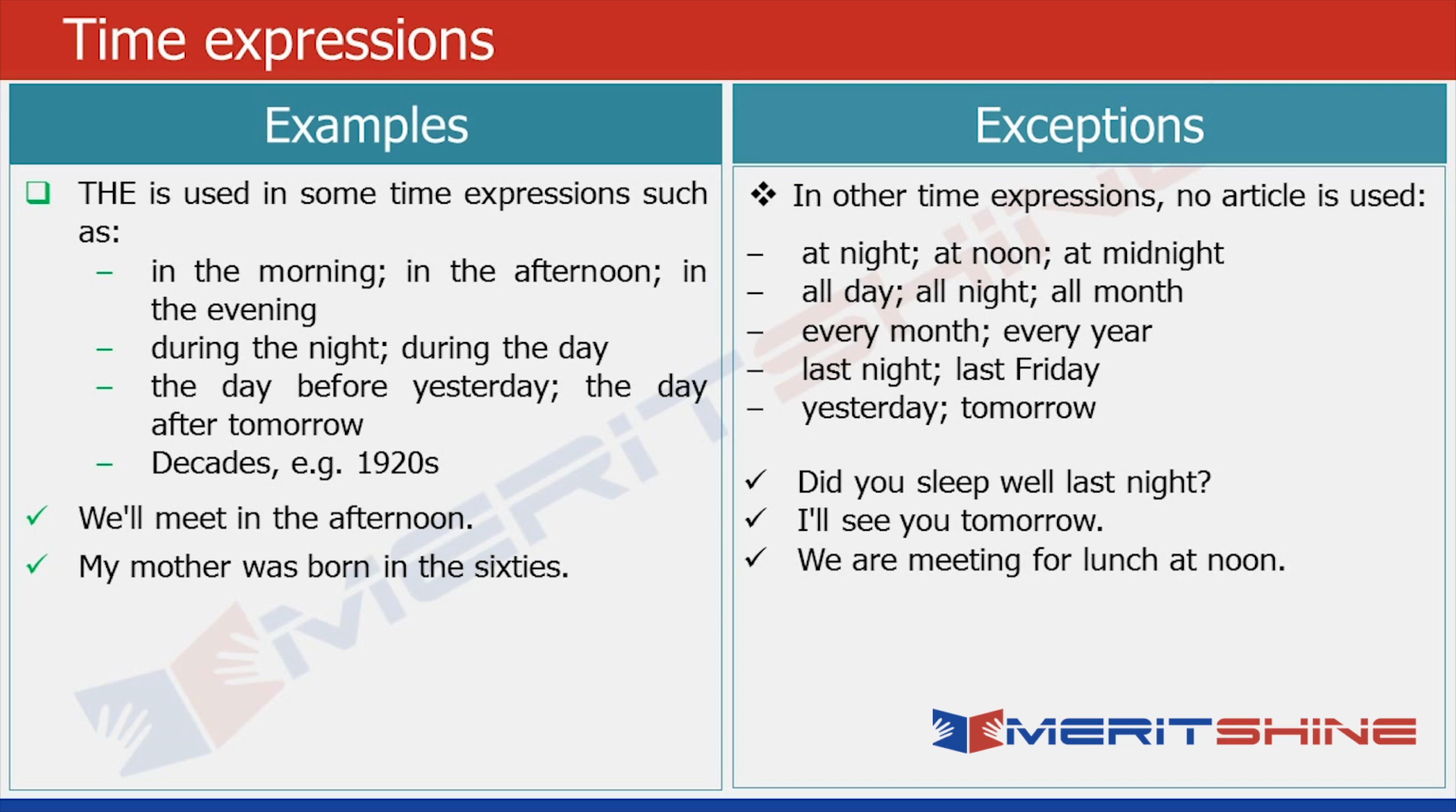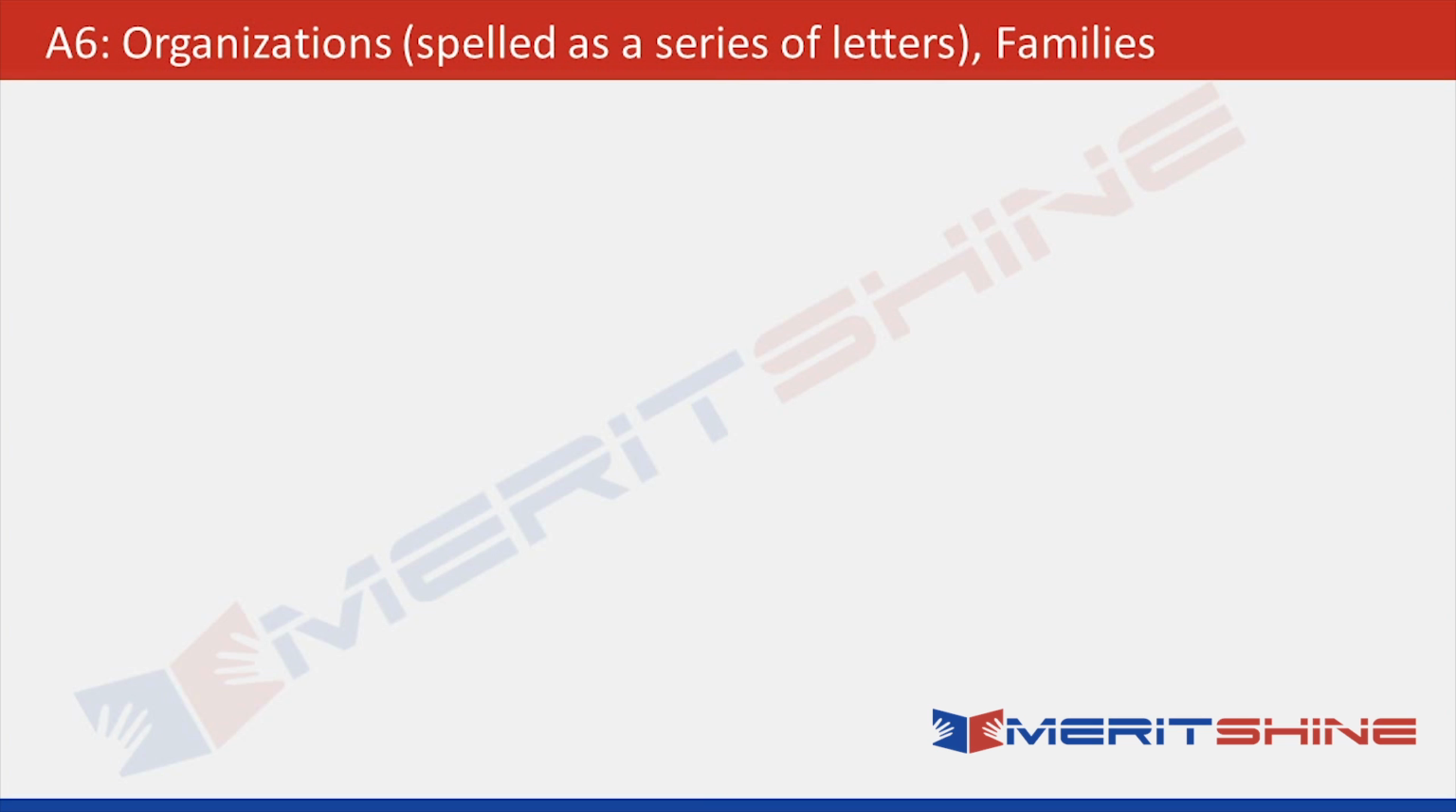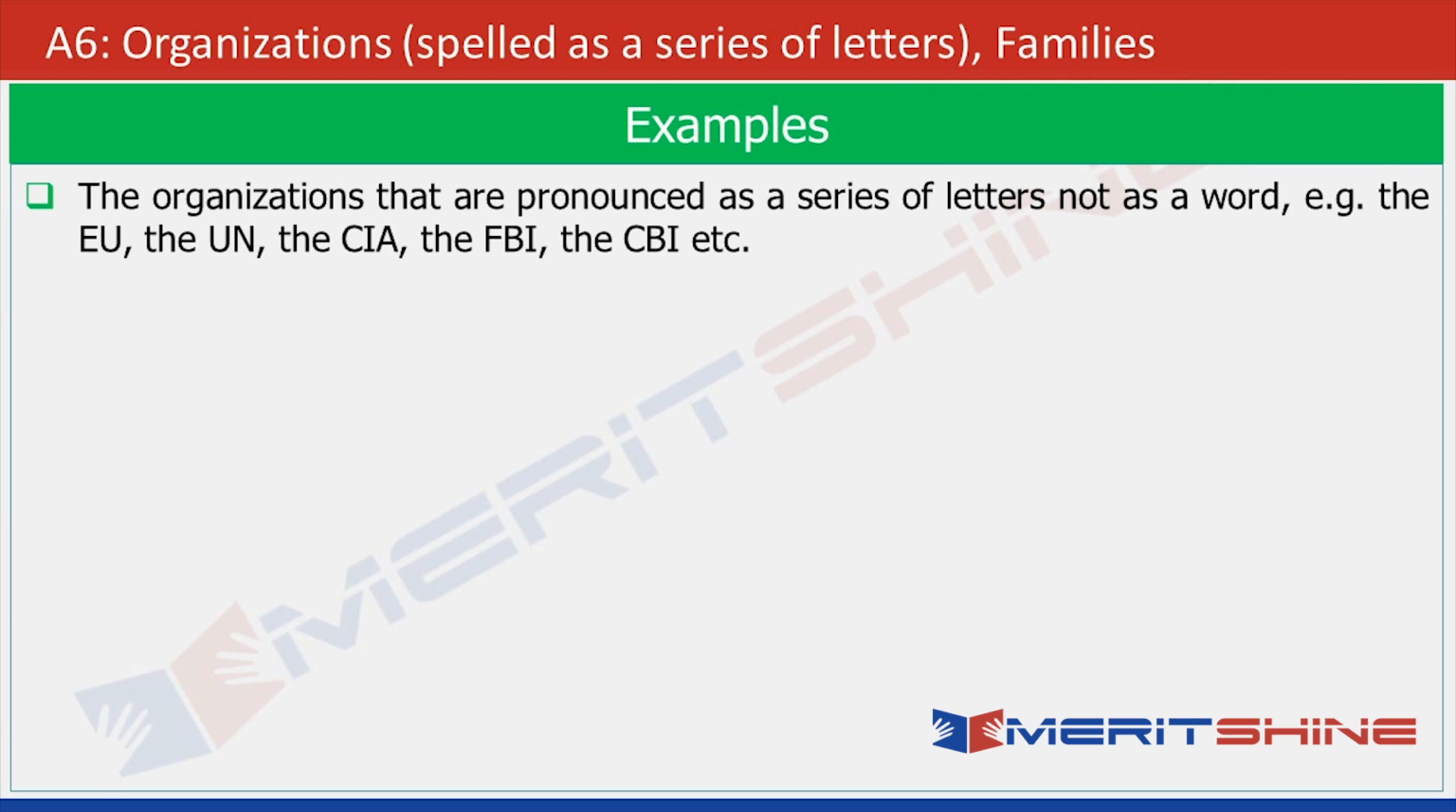Now we move to the last case, A6. It consists of the names of organizations spelled as a series of letters and the names of families. The organizations that are pronounced as a series of letters, not as a word, such as EU, UN, CIA, FBI, CBI, etc., would take the article the.